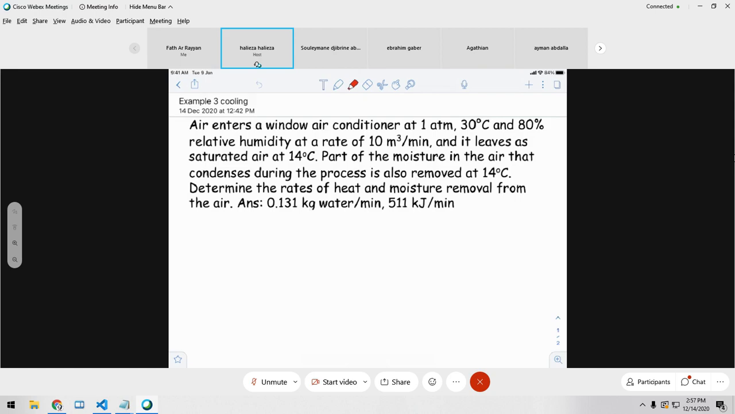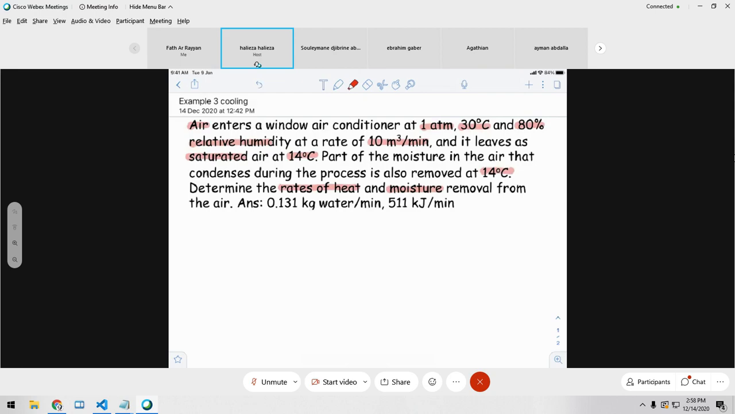So you have A coming in at 1 atm, 30 degrees C, 80% relative humidity. The rate again is a volumetric flow rate, 10 cubic meters per minute, and it leaves saturated at 14 degrees C. So part of the moisture in the air will condense out at the same temperature, 14 degrees C. Calculate the rate of heat that needs to be removed and the amount of water vapor that is going to be removed from the air.